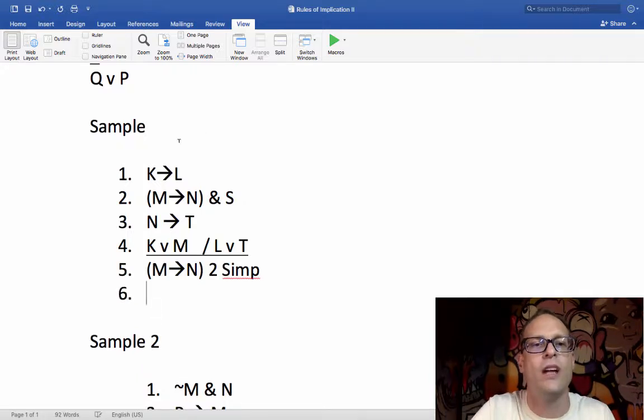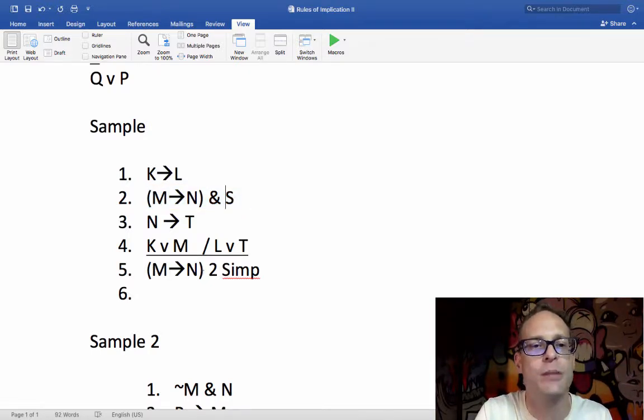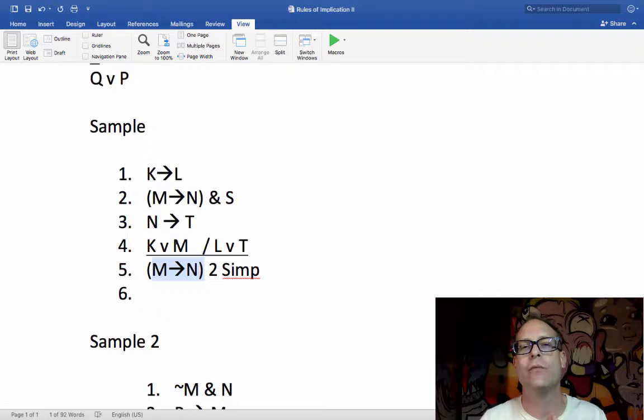Right? So all I've done is I've said, look, line 2 tells me that this statement is true. Simplification allows me to bring down one of them, so I have m implies n. Now I'm noticing that I have on line 3 n implies t, and then I have on line 5 m implies n. Immediately, you should always ask yourself when you complete one line in the proof, gosh, is there something I can do now that I wasn't able to do before?